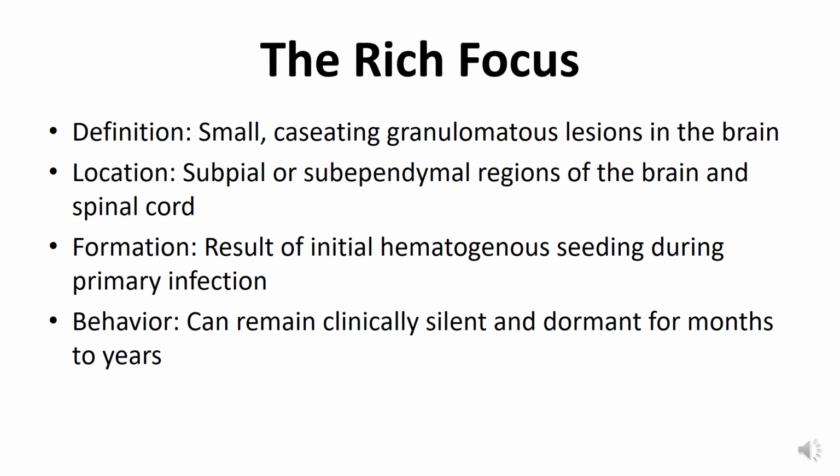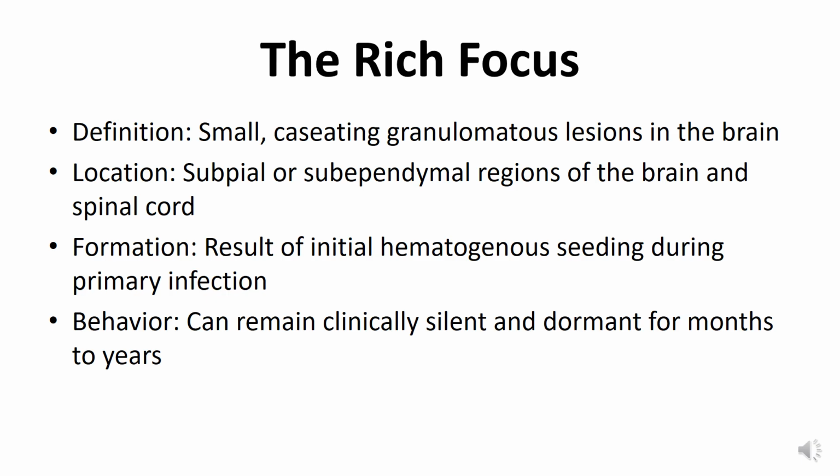These lesions typically contain caseous necrosis, a form of tissue destruction that gives the affected area a soft, cheese-like appearance. This characteristic feature is commonly seen in tuberculosis infections throughout the body. Think of a Rich focus as a tiny hidden pocket of tuberculosis infection within the nervous system. These lesions are usually formed early in the course of disease.